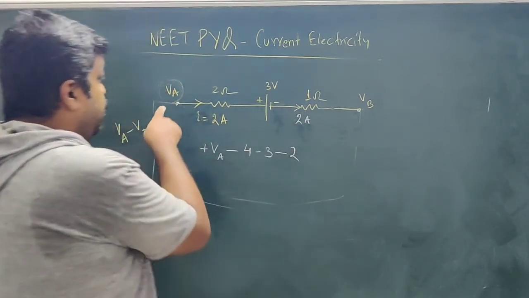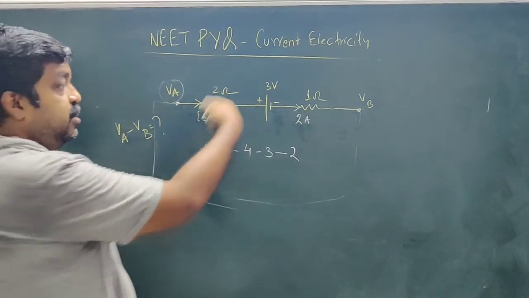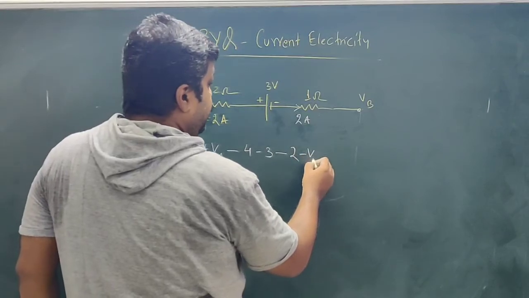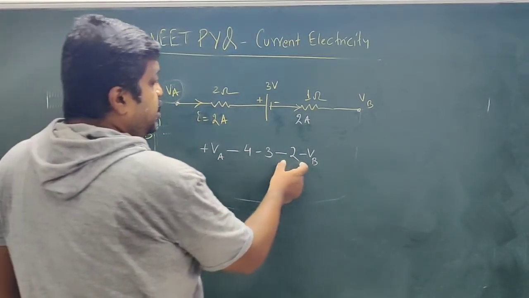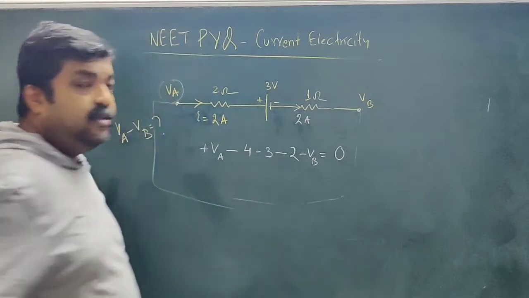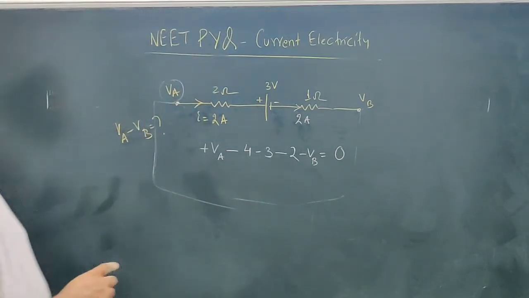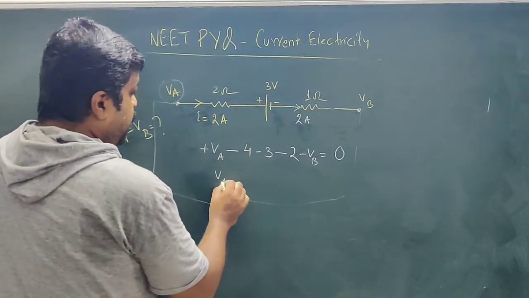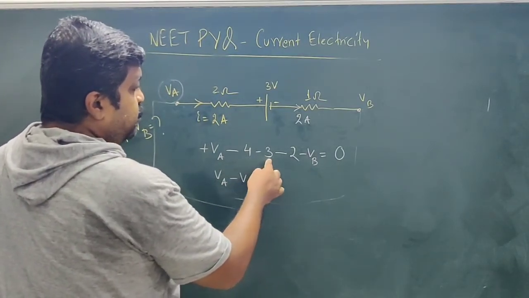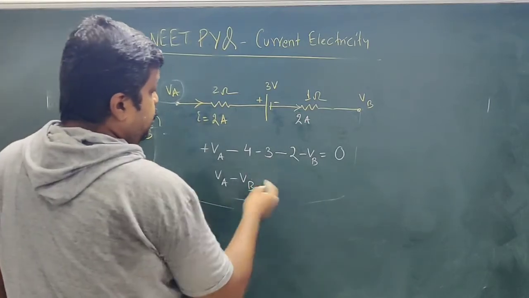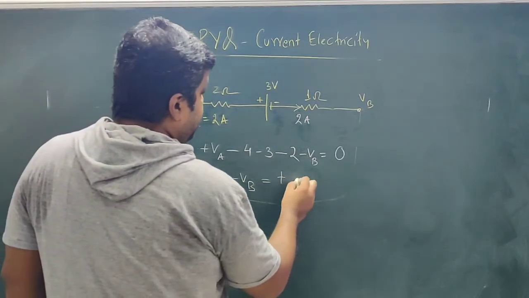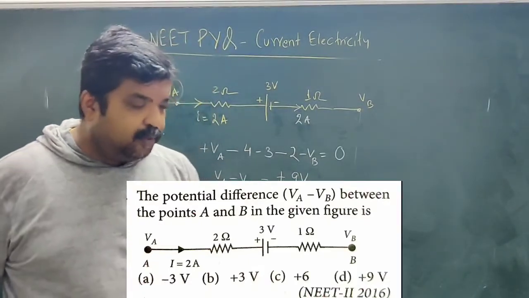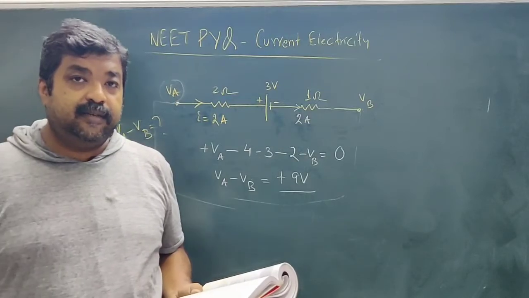We started from this point and we have considered that to be at high potential. So this point is at low potential. High potential, positive sign. Low potential, negative sign. So minus VB. So we are adding all the potentials and this sum is equal to 0. This is how you have to use loop rule for such circuits. So we have to find VA minus VB. So VA minus VB is 4 plus 3, 7, plus 2, that is 9. So this goes to the other side. This is 9 volt. So plus 9 volt. If you see the options, option D is the correct answer.